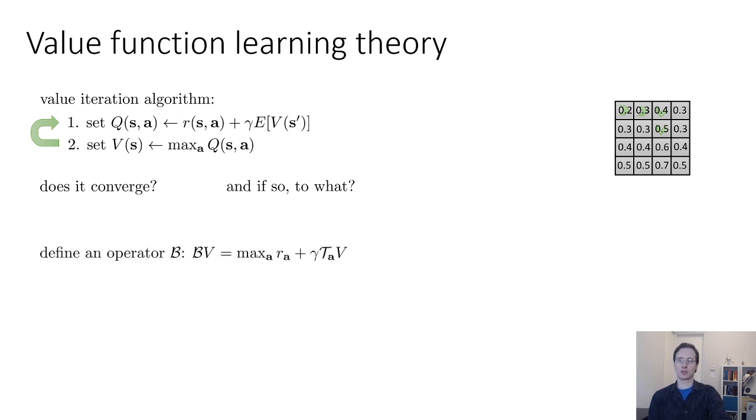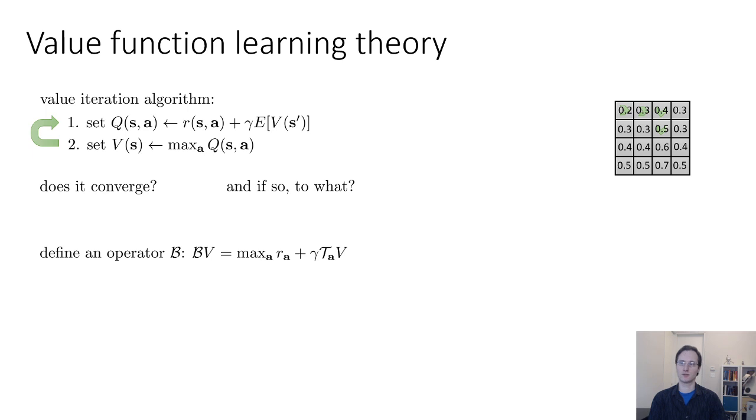One of the ways that we can get started with this analysis is we can define an operator, which I'm going to write as script B. And this operator is called the Bellman operator. The Bellman operator, when applied to a value function, and remember the value function here is a table, so you can think of it as just a vector of numbers, performs the following operation.